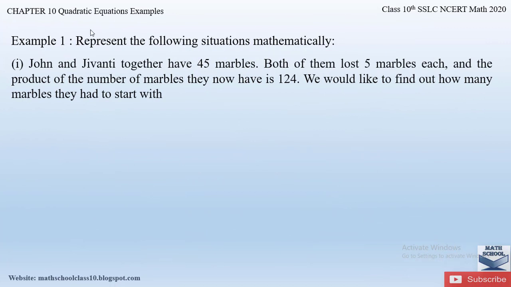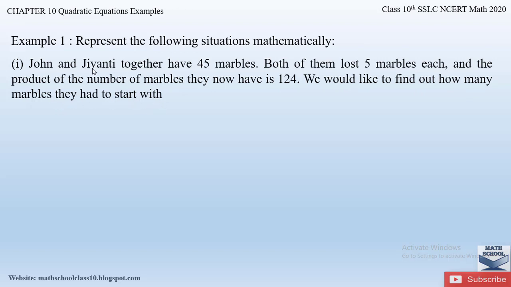Example 1 from chapter number 10, quadratic equations, says: represent the following situations mathematically. There are two parts to the question. This is the first part: John and Jeevanti together have 45 marbles. Both of them lost 5 marbles each and the product of the number of marbles they now have is 124. We would like to find out how many marbles they had to start with.